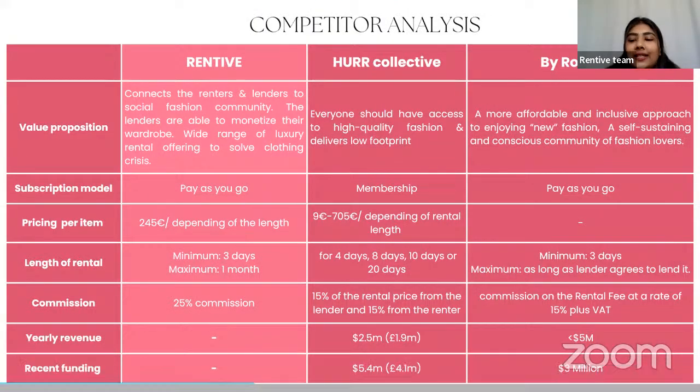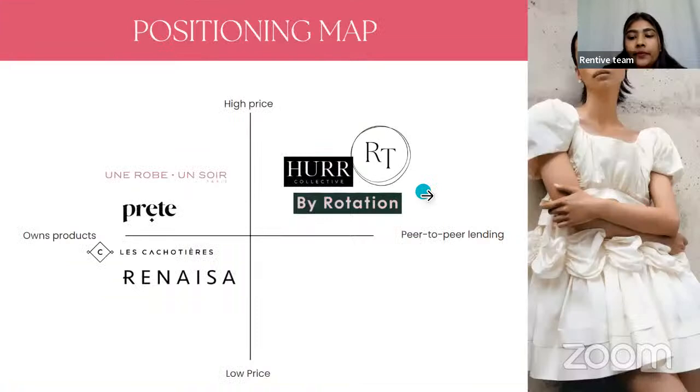Coming to the competitor analysis, Rentive's value proposition is centered around connecting renters and lenders to create a social fashion community, while our other competitor, Her Collective, is focused on providing access to high quality fashion, and By Rotation is centered around more affordability, clothing, and inclusivity. Moving on to mapping, Rentive lies in the region of being more pricey and having a model of peer-to-peer lending, since the pieces will be unique, high-end, and some celebrity pieces. And this is the reason why we chose Her Collective and By Rotation, because they also lie somewhere near us.